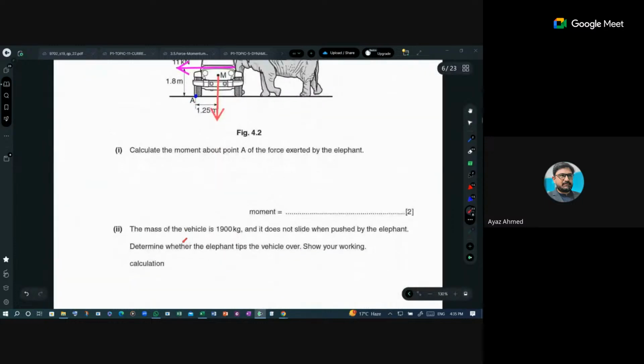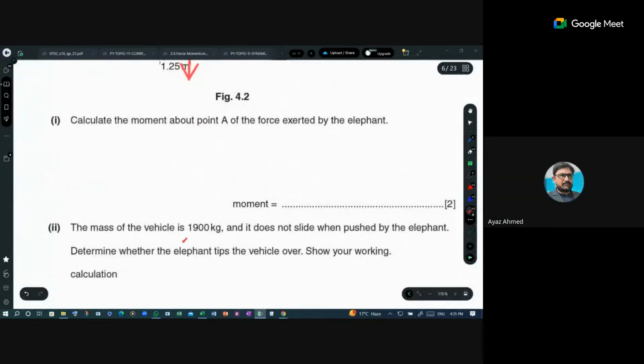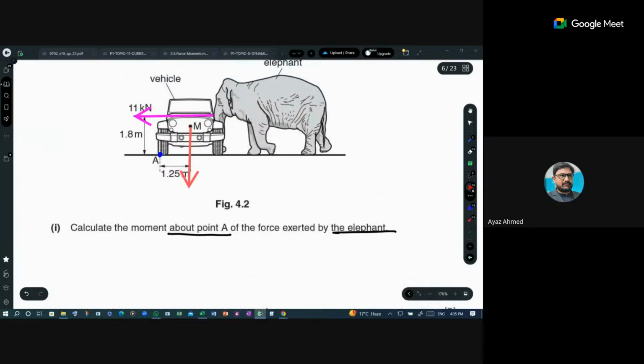Calculate the moment about A of the force exerted by the elephant. So how to solve that? Moment about A means from this point to this point. At what distance is this elephant applying the force? 1.8. And how much force is it applying? 11,000. It means it is producing an anticlockwise moment.